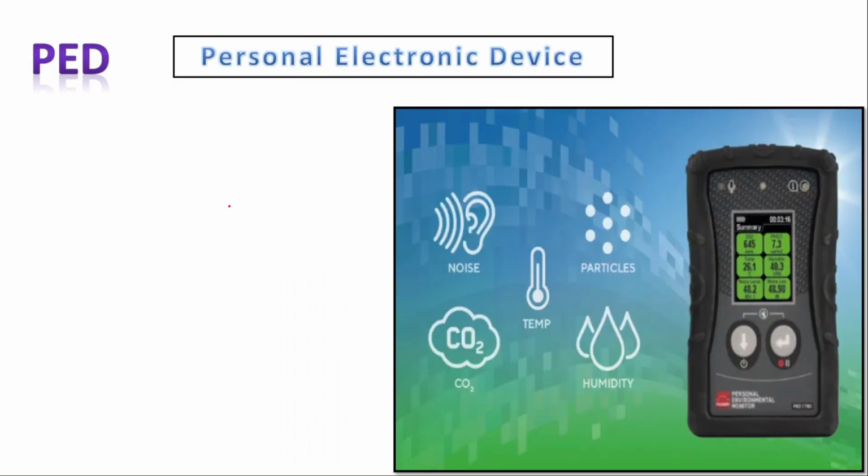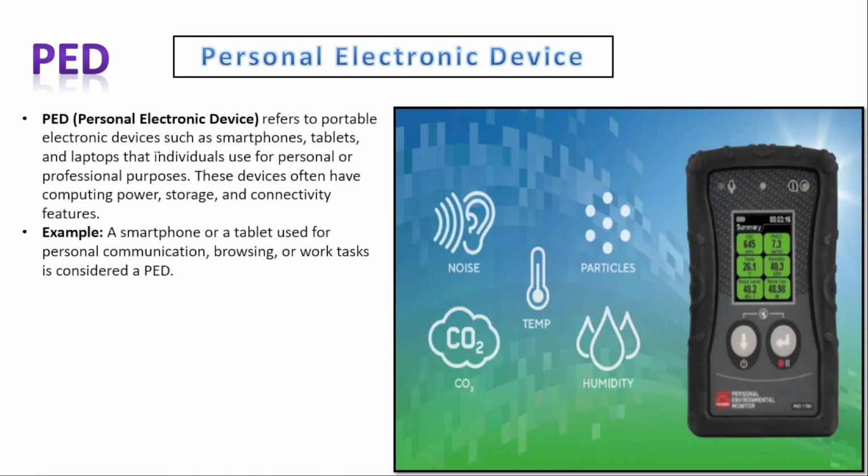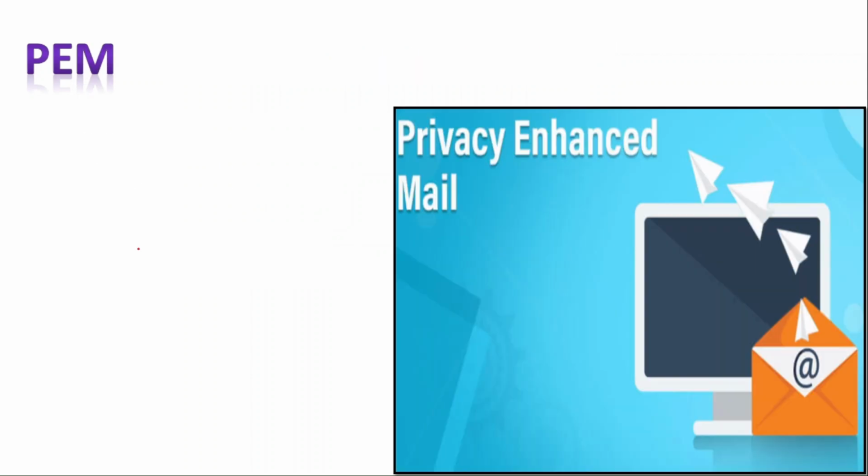PED, that is Personal Electronic Device. So PED, Personal Electronic Device, refers to portable electronic devices such as smartphones, tablets, and laptops that individuals use for personal or professional purposes. These devices often have computing power, storage, and connectivity features. Example, a smartphone or a tablet used for personal communication, browsing, or work tasks is considered a PED or PDA.